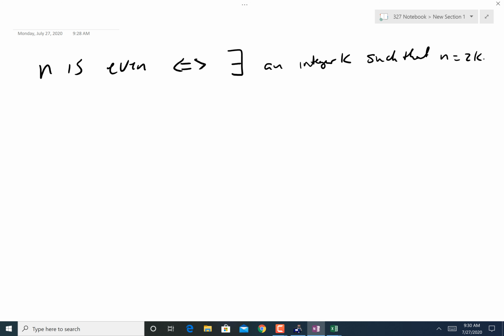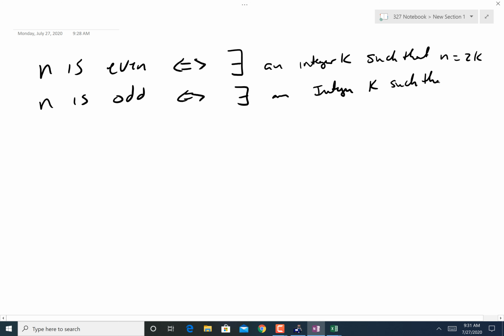And so as you're doing these, just be aware of that. Cool. All right, and then of course n is odd if and only if n equals 2k plus 1. So we talked about that. Just want to show you what it looks like in symbolic notation.